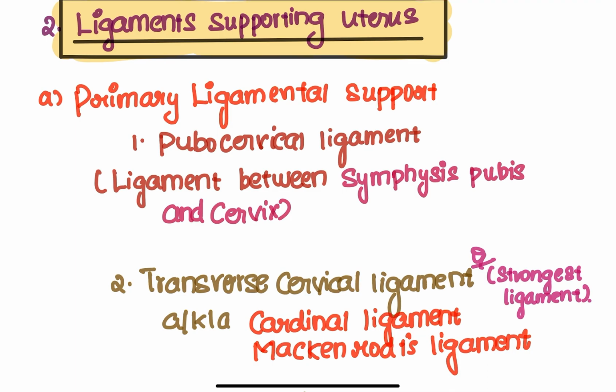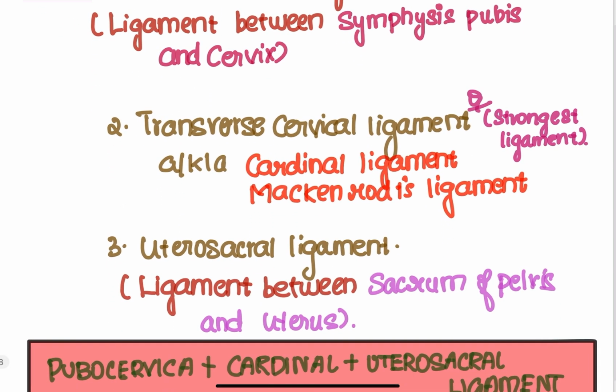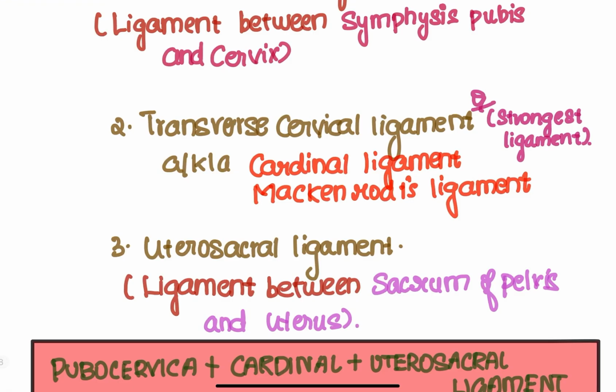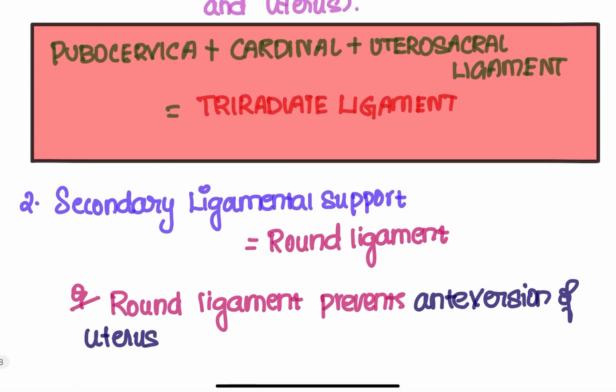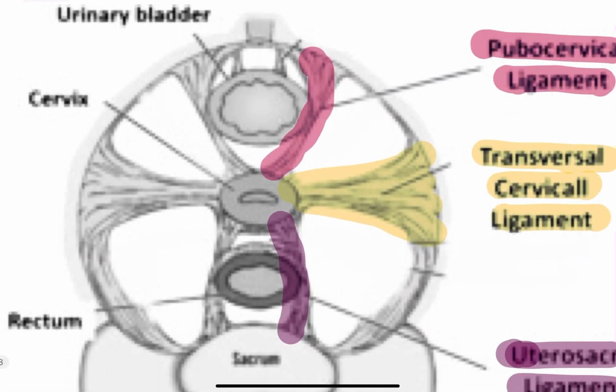Primary ligamental support is basically of three ligaments. These three very important ligaments support the uterus in its normal anatomical position and provide support and stability. What are those primary ligamental supports? The first one is the pubocervical ligament. The second one is the transverse cervical ligament, and the third one is the uterosacral ligament. I know it is a little difficult to remember these terms, so I am going to show you the diagram of these ligaments so that you need not memorize anything; you can just observe it and you will remember everything. So let me show you here.